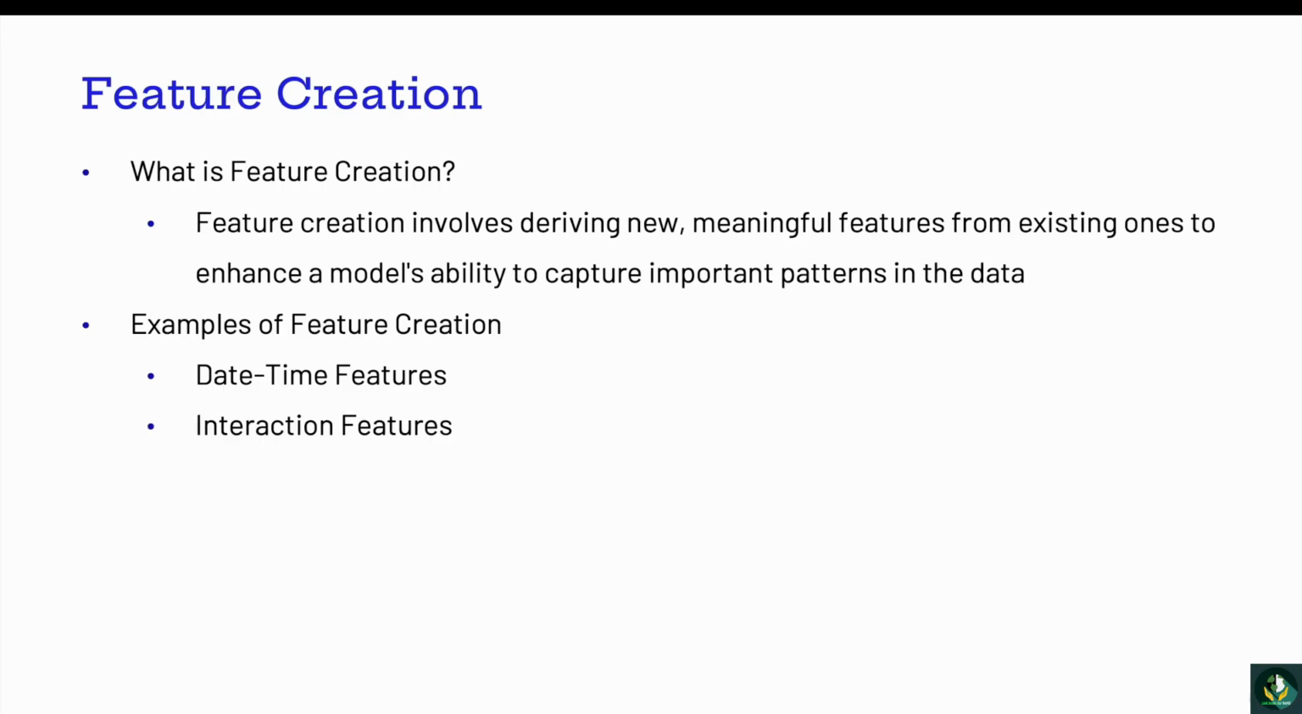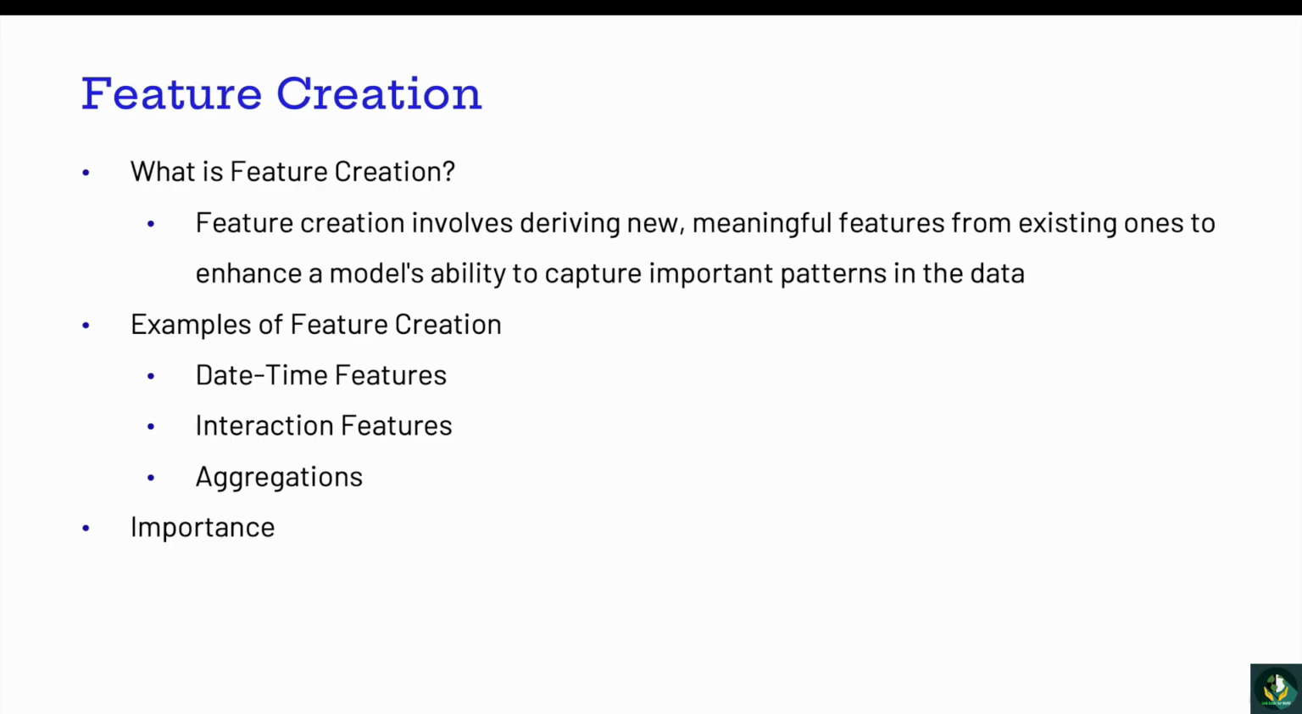Next, we have interaction features, where you combine two or more features to capture their interaction. An example can be multiplying area and price per square foot for real estate pricing. Then we have aggregations, where you create summary statistics like mean, sum, and count for grouped data. An example can be customer purchase frequency or average transaction amount.